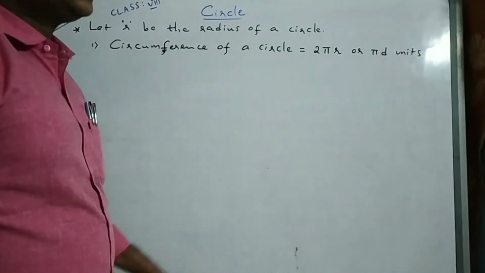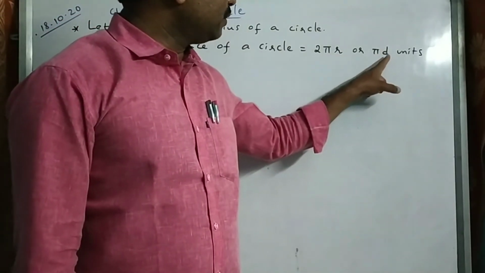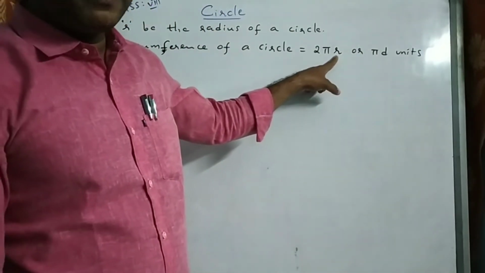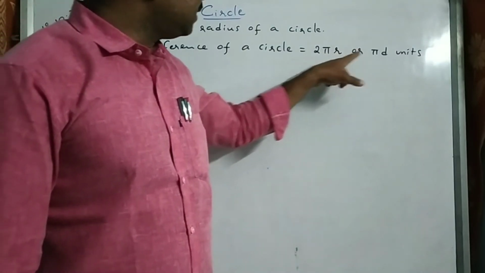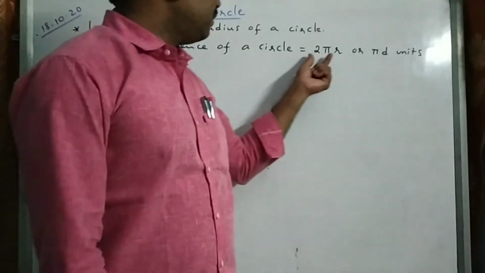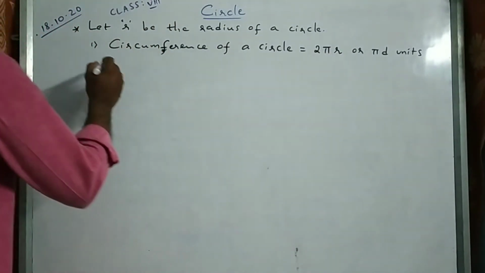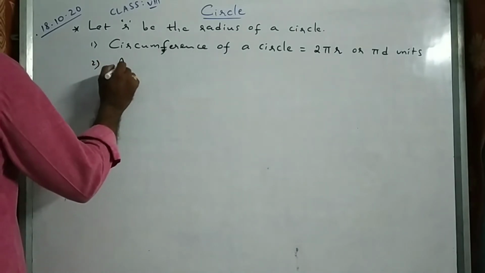So when the radius is given, you can use this formula. When the diameter is given, we can use this formula. Instead of r, put d by 2. The 2 gets cancelled, so pi d. So whenever we are given the radius, the circumference of the circle is 2 pi r or pi d. Okay. Second, area of the circle.